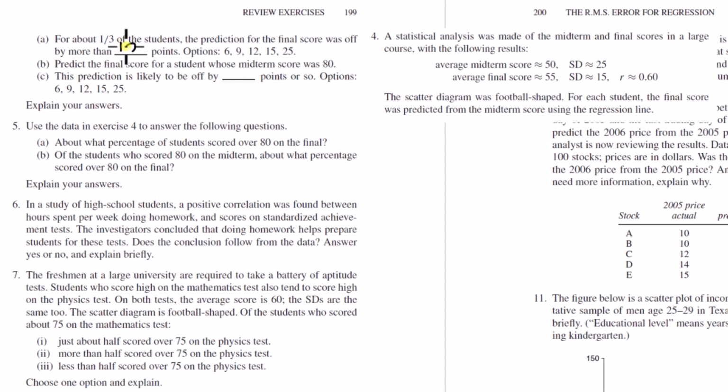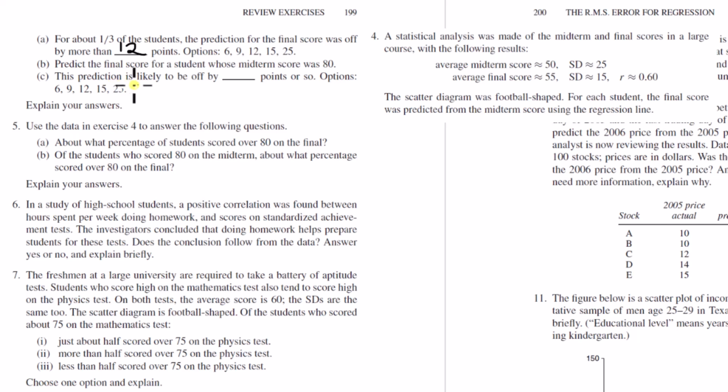If it's football shaped, the data is normally distributed, and you look at that in terms of standard deviations. If you're one R.M.S. away from the regression line, it's like with the normal distribution, you're one standard deviation away. Only about 33% are outside one standard deviation. It's kind of how you view R.M.S.: it's like standard deviation with respect to the regression line, if the data is football shaped.